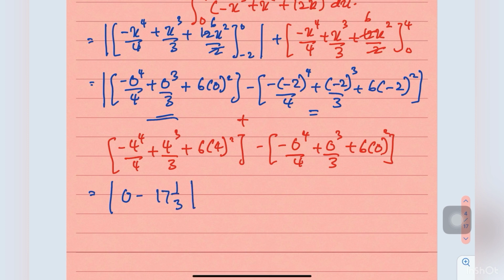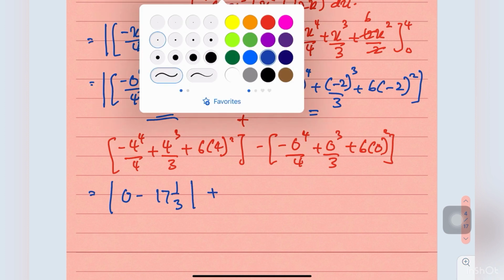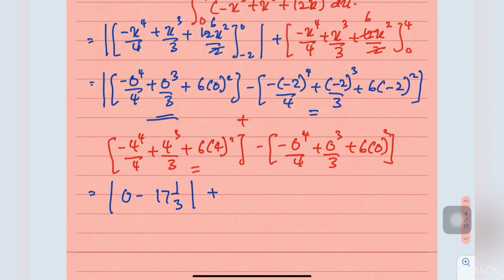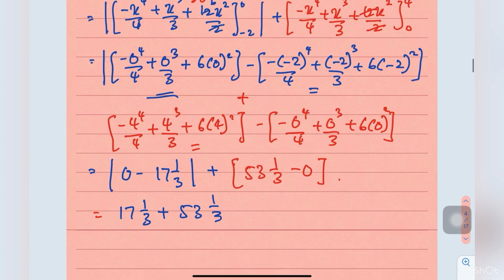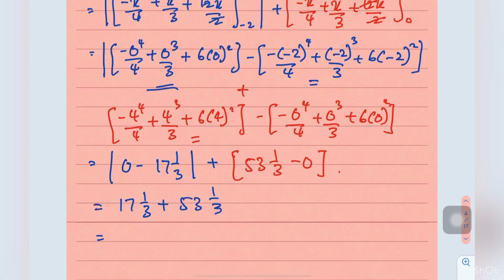So plus this one is 53 1 over 3 minus 0. So 0 minus this one is negative, but we know that area is always positive, so you just make it positive. So finally this one is 17 1 over 3 plus 53 1 over 3. So the final answer is 212 over 3 unit squared.